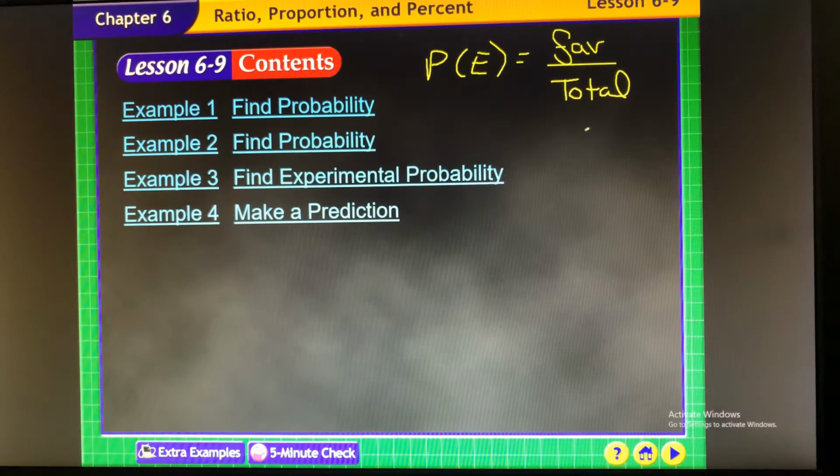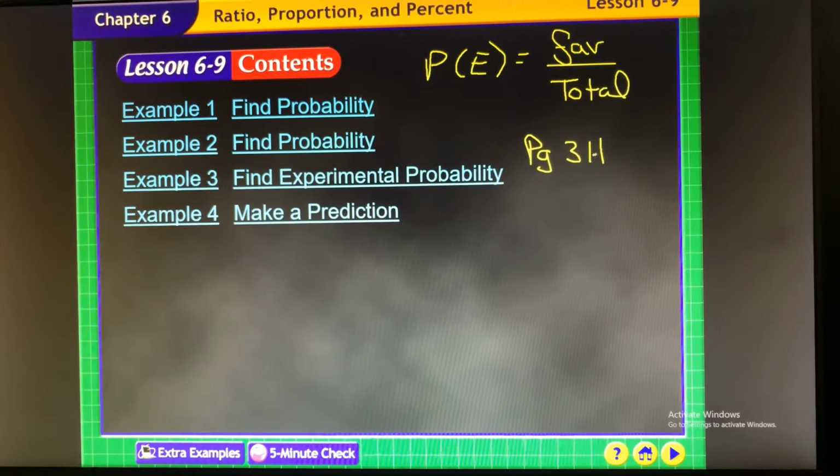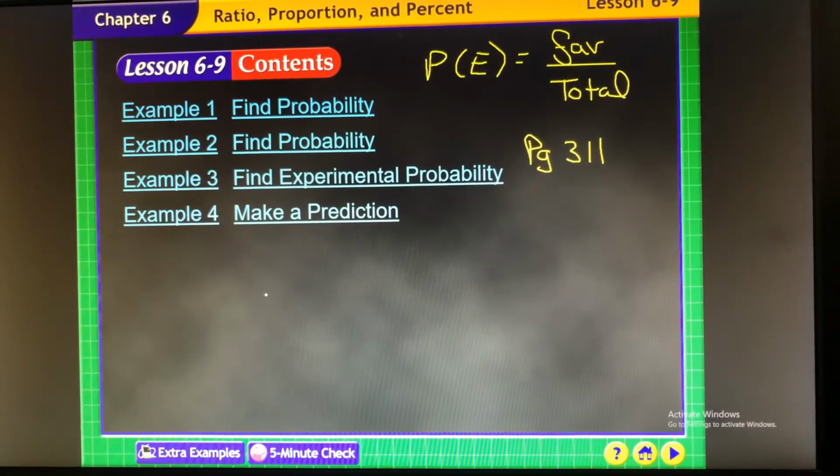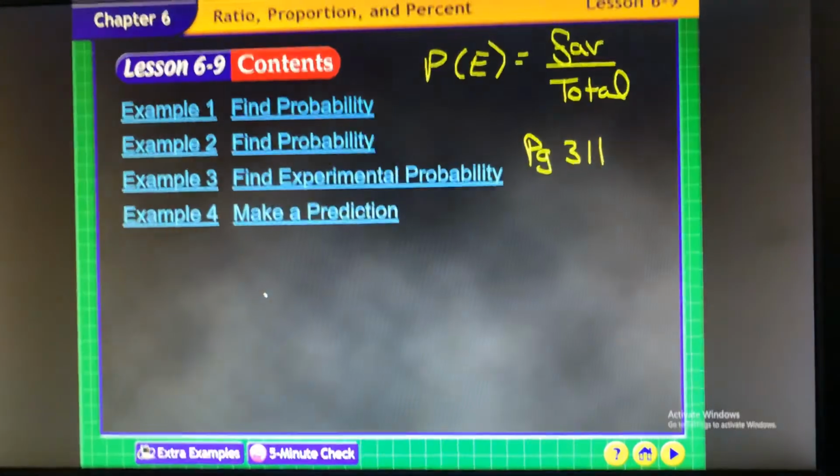There's a very important chart on page 311 that goes over when you roll two cubes. What kind of outcomes do you get? So let me show you. This is a really important chart right there that you need to keep in mind, okay? So here we go.